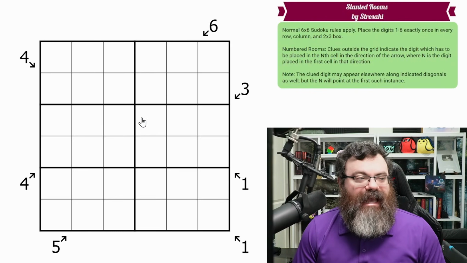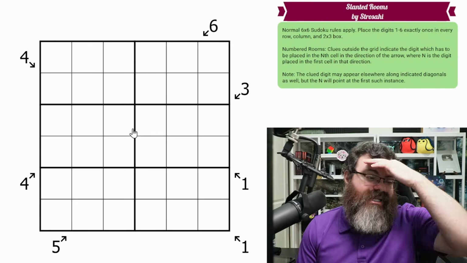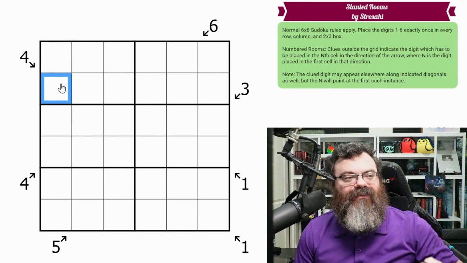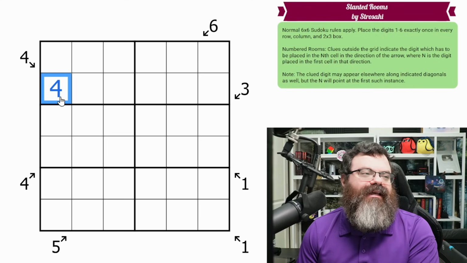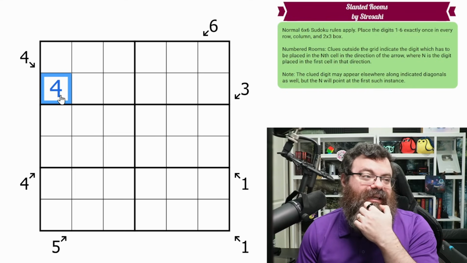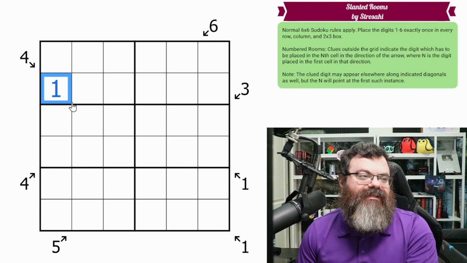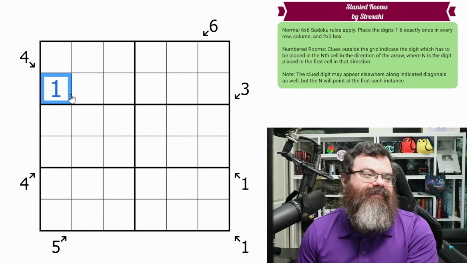Okay, how shall we get started on this? There's a couple observations we can make, which I kind of hinted at in my rules description, which is that a 4 here doesn't actually work because the 4 would then be the first, so n should be 1, which means we need a 1 here. So they're kind of conflicting. We need both a 1 and a 4 there.